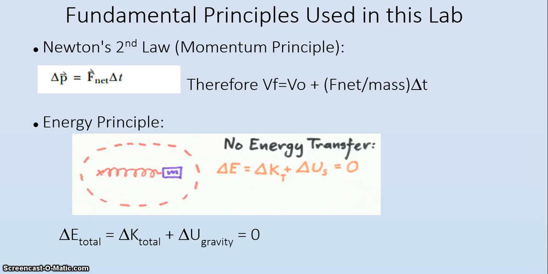Fundamental principles needed in this lab were Newton's second law, which is also the momentum principle, and the energy principle. Newton's second law is change in momentum equals F net times change in time, and therefore we can rearrange this to be Vf equals Vo plus F net divided by mass times change in time. Now for the energy principle, if the ball is my system and there are no interactions with any outside forces, then the total energy is 0, meaning that delta kinetic energy plus delta potential energy is 0.